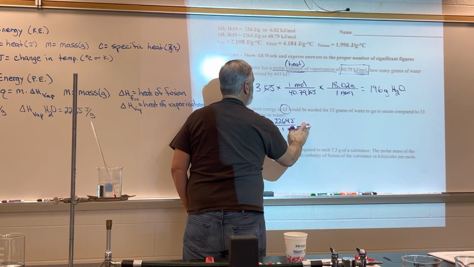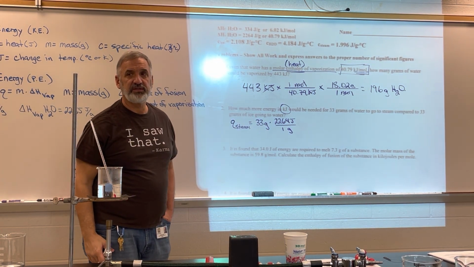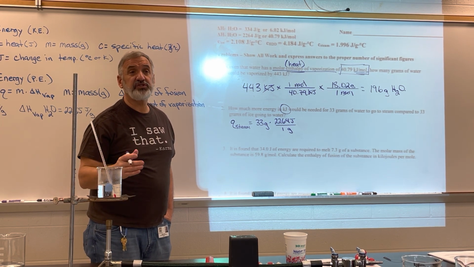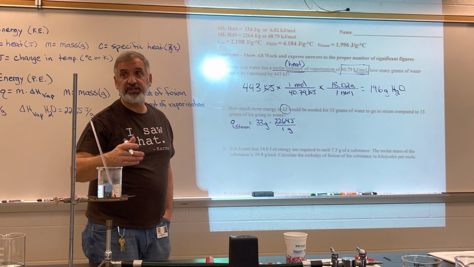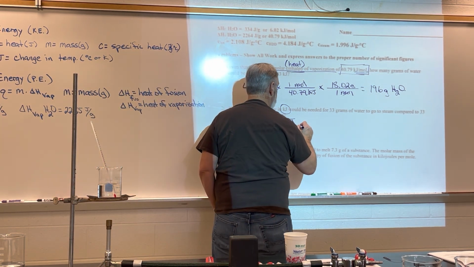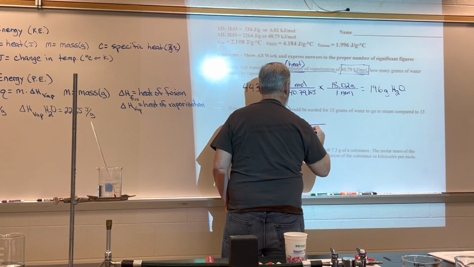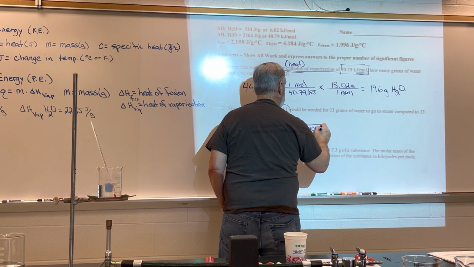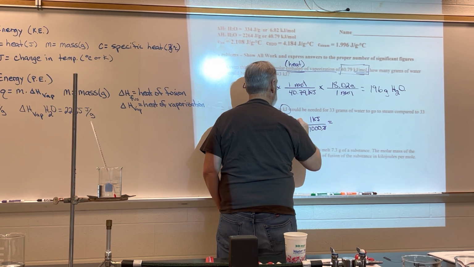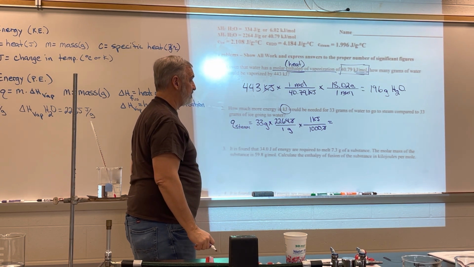Now, but it wants kilojoules, so how do I go from joules to kilojoules? Is it 1,000 kilojoules in a joule or 1,000 joules in a kilojoule? 1,000 joules, so I'm gonna say, joules is on top, so 1,000 joules, 1 kilojoule. So joules cancel. What does that turn out to equal?